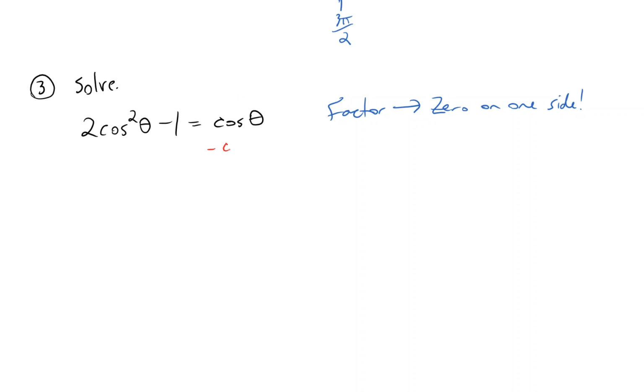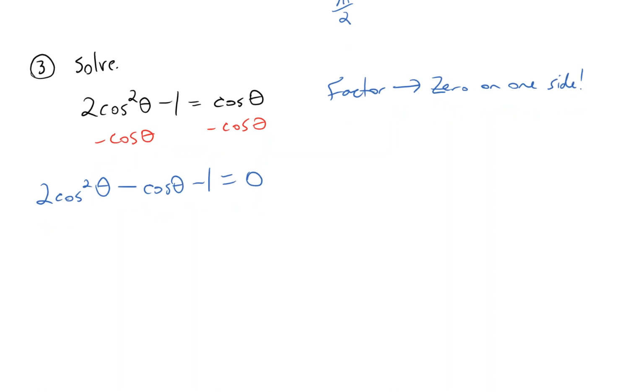I can get 0 on one side by subtracting cosine of theta from both sides. And so the left side, if I put it in descending order, turns into 2 cosine squared theta minus cosine theta minus 1 equals 0 on the right side. Now this should look reminiscent of a polynomial. It looks like 2x squared minus x minus 1, if you think about x as being the cosine of theta.